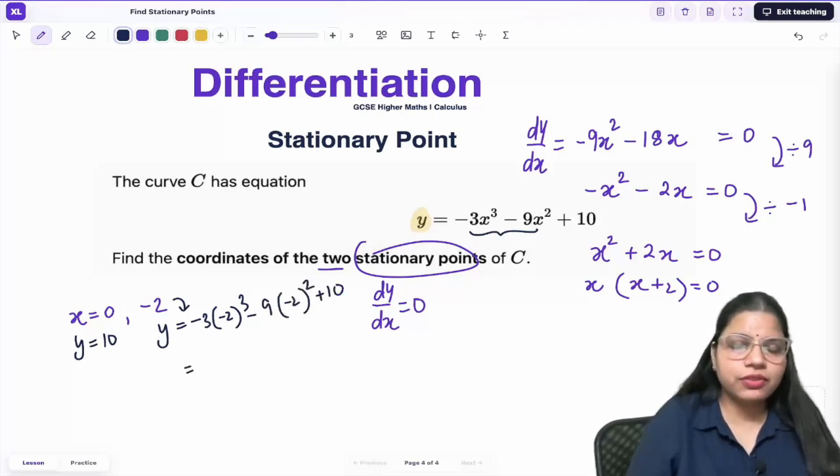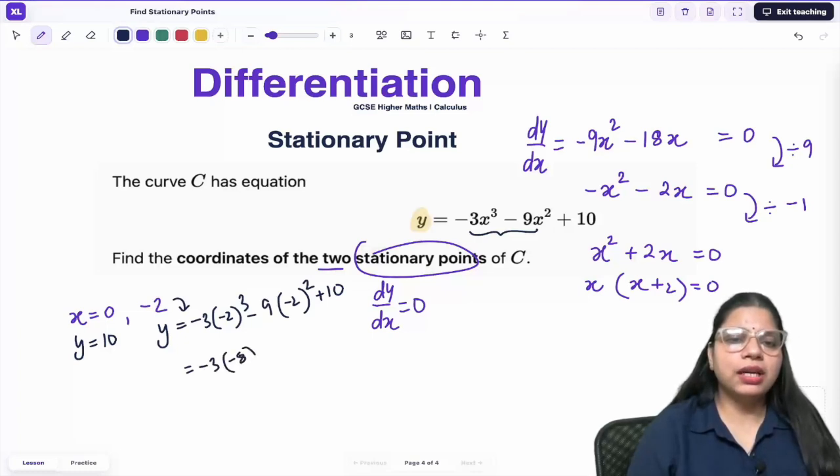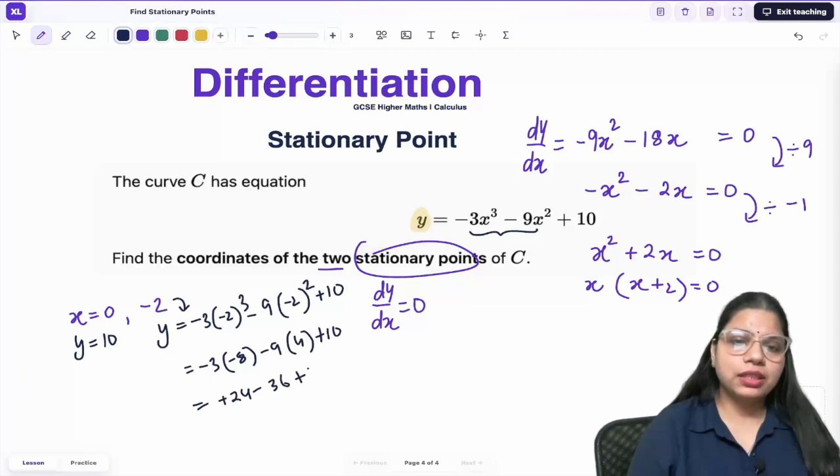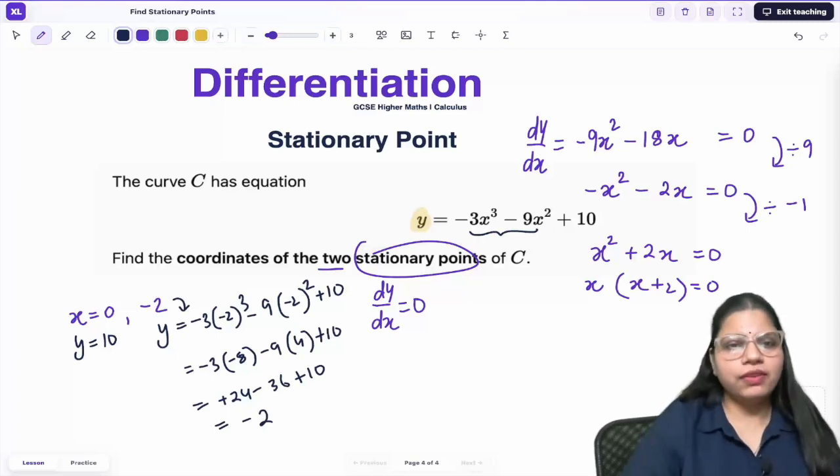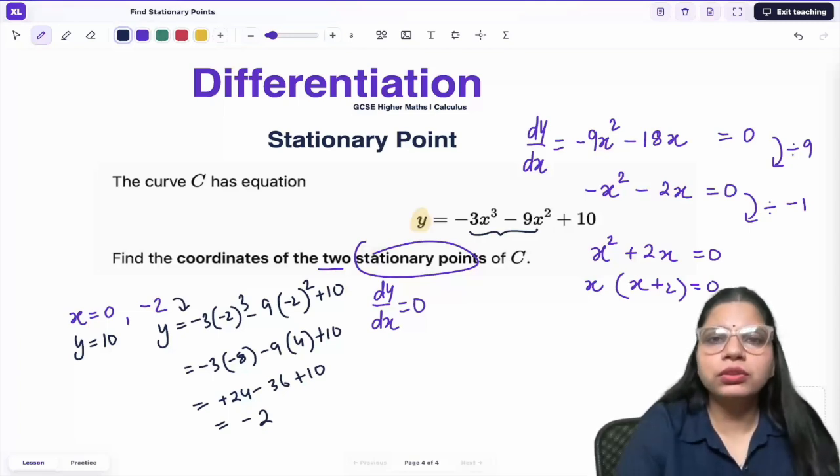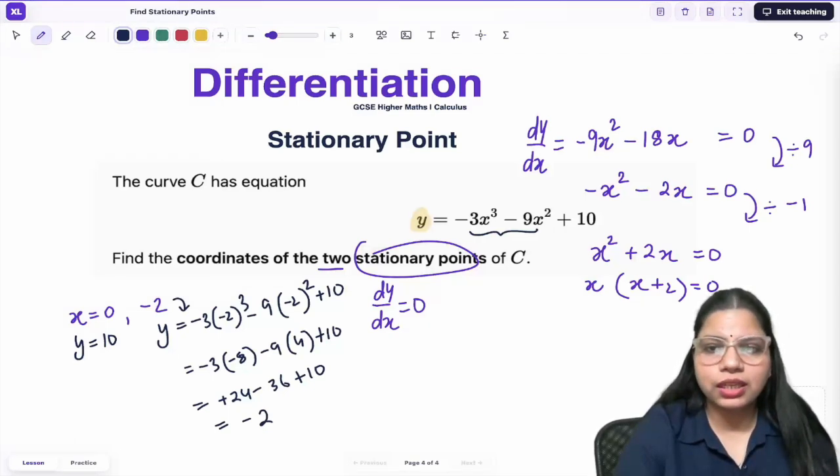I need a calculator for that. So minus 3 times minus 8, minus 9 times 4, plus 10. 8 times 3 is 24, a positive 24, minus 36 plus 10. I don't think I need a calculator. 34 minus 36 is minus 2. Oh, really? We're going to be getting minus 2. Let me just super quickly check that.